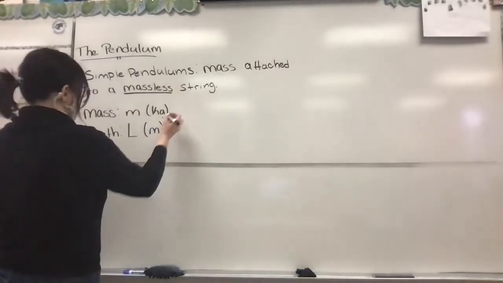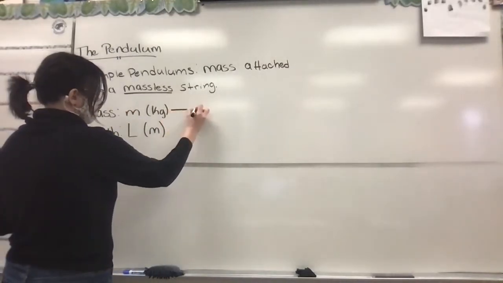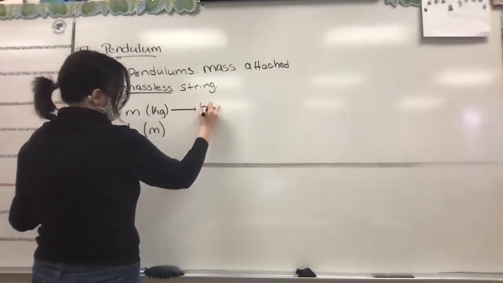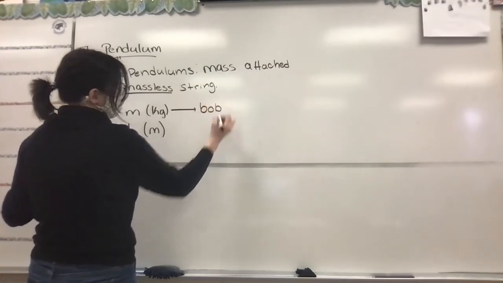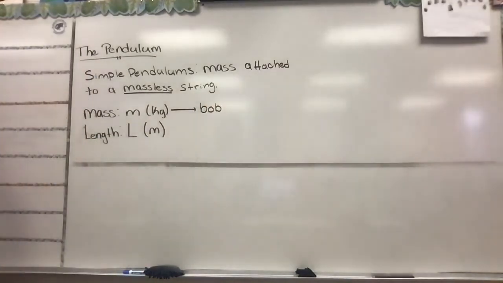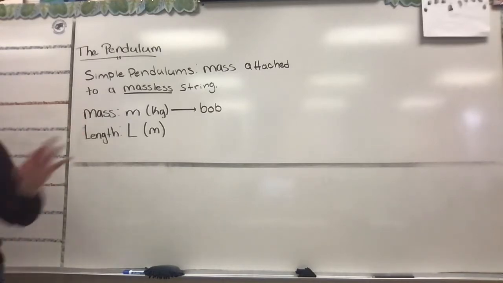One more note on the mass. Sometimes it'll get called something else in physics. It'll get called a bob. Like when you go fishing, there are bobbers. Sort of like that. It's all the same, but sometimes instead of saying you've got a mass of however many kilograms, they're going to say your bob is this many kilograms, or you've got a bob at the end.